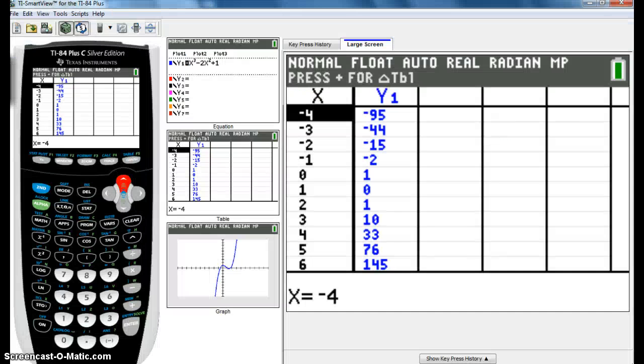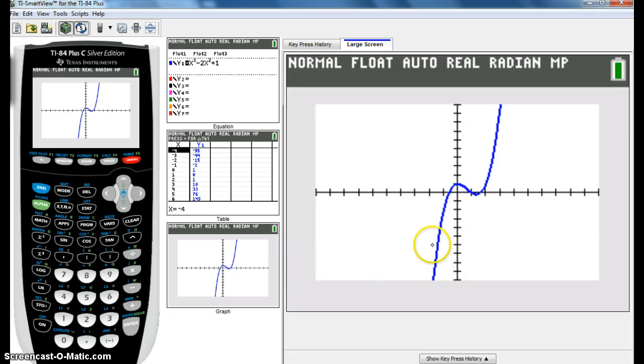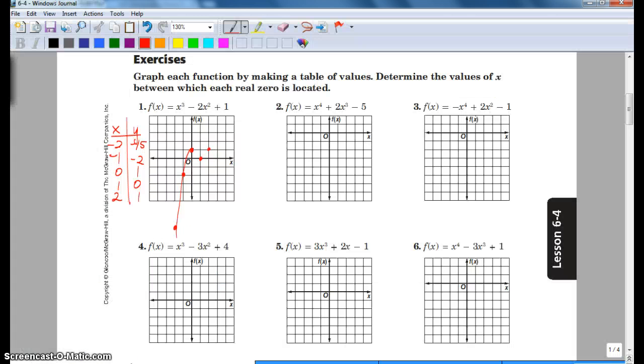I'm going to make sure that my graph, yes, it does go up. Stop there at 0, 1, come down below the x-axis here, and then back up again. And it has to, because the end behavior, as we've discussed, speaks to that. Okay, so there's my cubic. Draw my arrows at the ends.